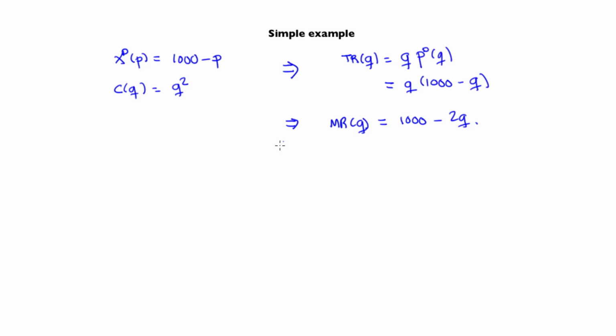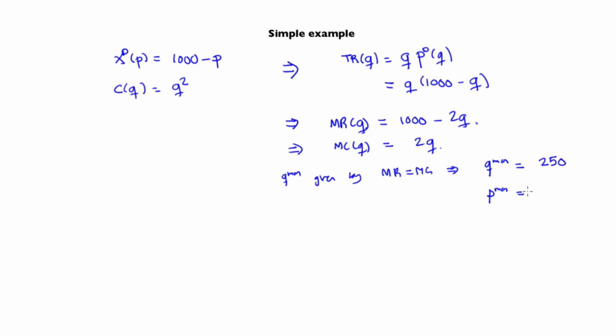And we also know, trivially, from looking at the cost function, that the marginal cost for the monopolist is equal to 2Q. We know that the solution for the monopolist is given by the point where the marginal revenue is equal to marginal cost, which implies, solving these two equations, that the Q of the monopolist is equal to 250. And if you go back and substitute in the demand function, the price at which the consumers buy in monopoly is equal to 750.